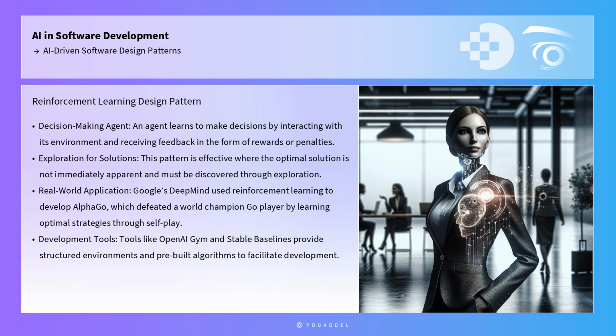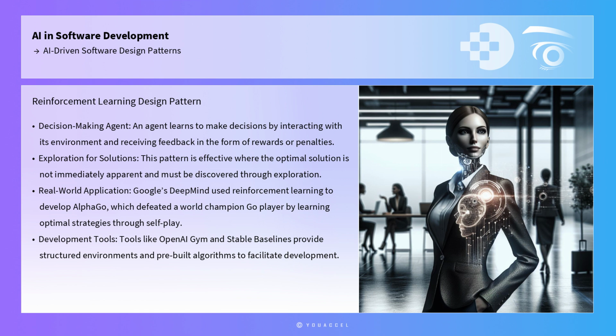Reinforcement learning represents another powerful AI-driven design pattern, where an agent learns to make decisions by interacting with its environment and receiving feedback in the form of rewards or penalties. This pattern is particularly effective in scenarios where the optimal solution is not immediately apparent and must be discovered through exploration. For instance, Google's DeepMind used reinforcement learning to develop AlphaGo, a program that defeated a world champion Go player by learning optimal strategies through self-play.